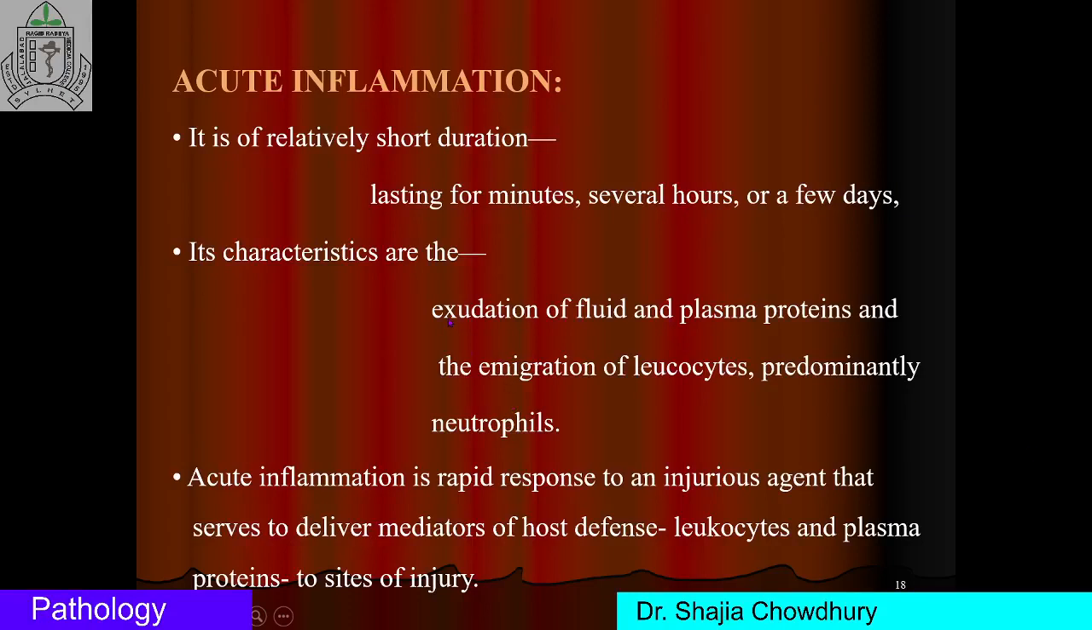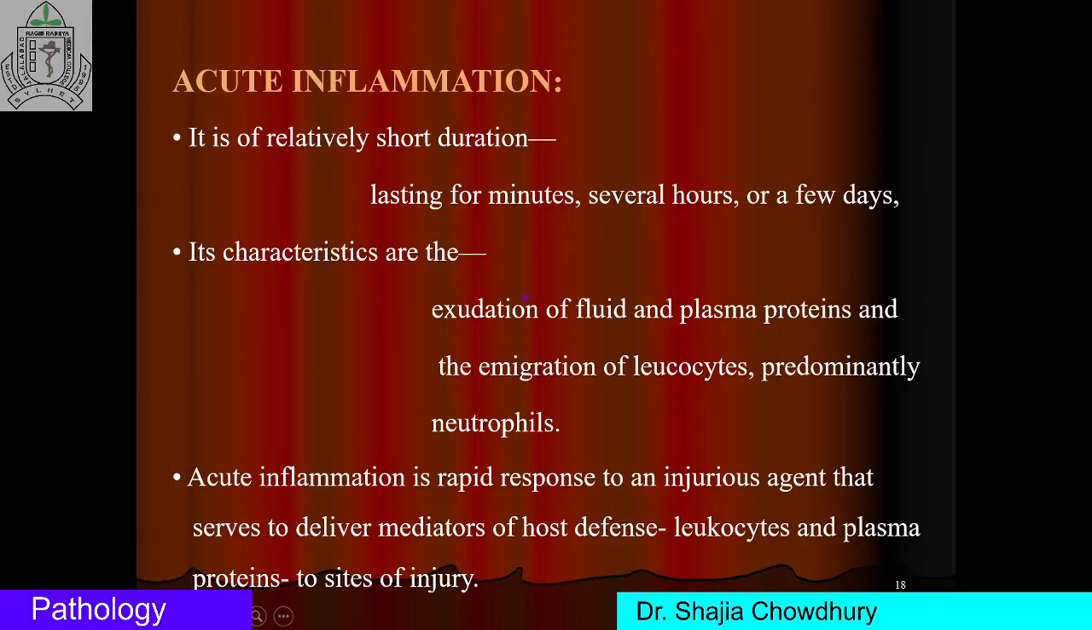Acute inflammation is the initial rapid response to an injurious agent or damaged tissue that serves to deliver mediators of host defense, that is leukocytes and plasma protein, to the site of injury. This is the main function: to deliver mediators of host defense, leukocytes and plasma protein, from the blood vessel to the site of injury.